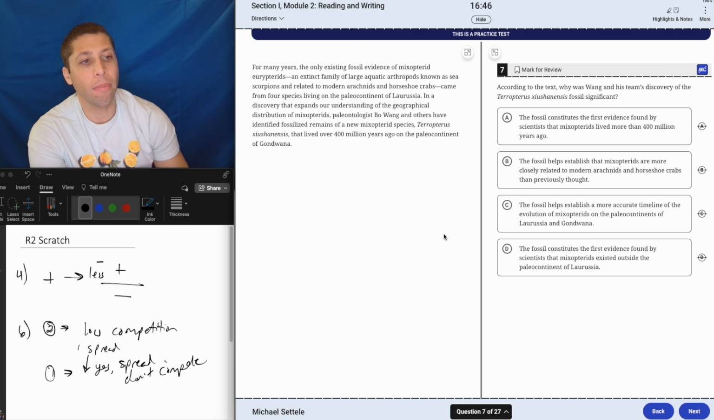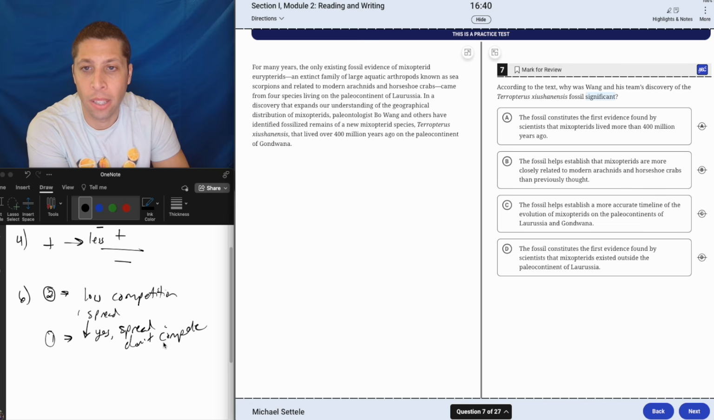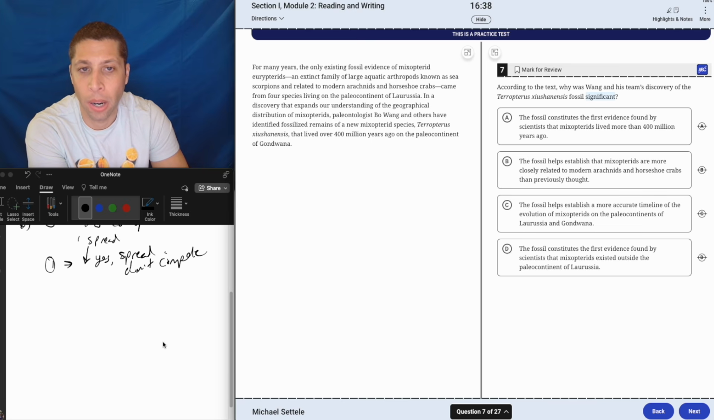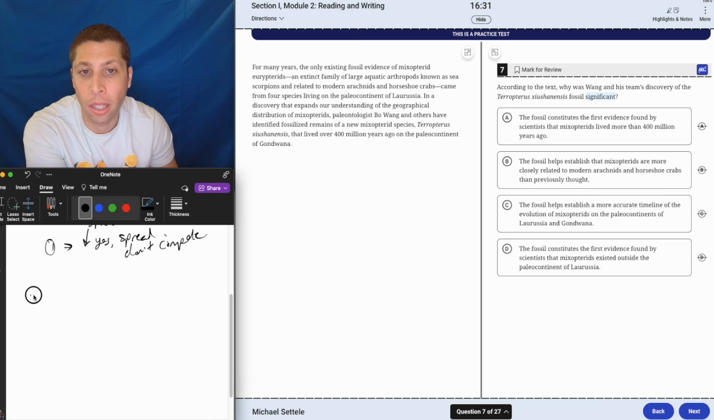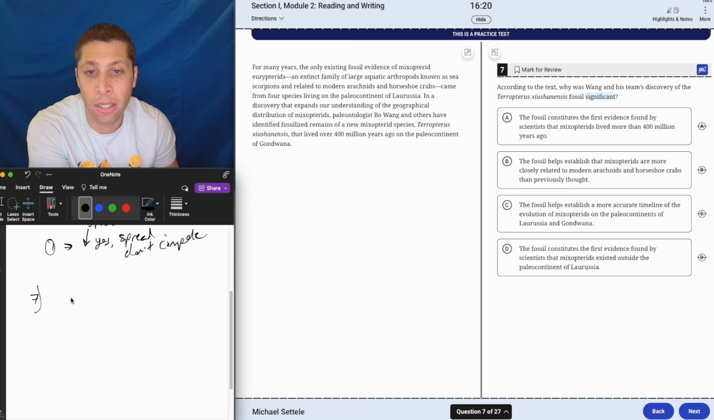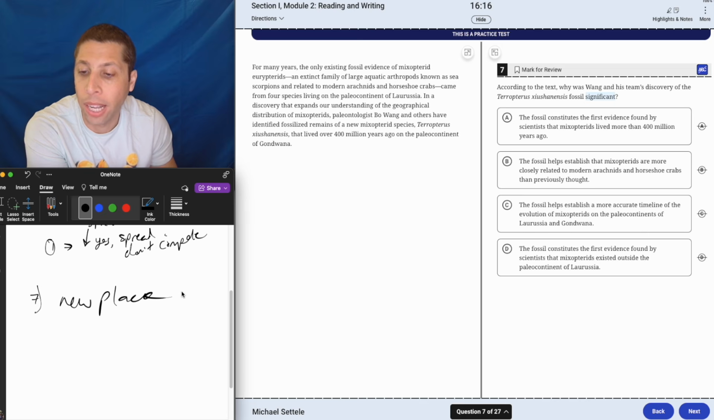Okay. Why was it significant? For many years, the only existing fossil evidence of these things, an extinct family of large aquatic arthropods known as sea scorpions and related to modern arachnids and horseshoe crabs, came from 4 species living on the paleocontinent of Laurasia, or Laurussia. I don't know how to pronounce that. In a discovery that expands our understanding of the geographical distribution. So expands our understanding. These people have identified fossilized remains of new species on a different continent. New place. That's why it's significant.